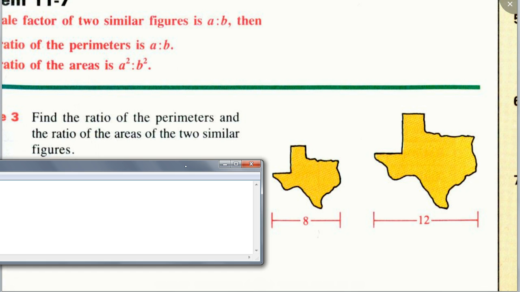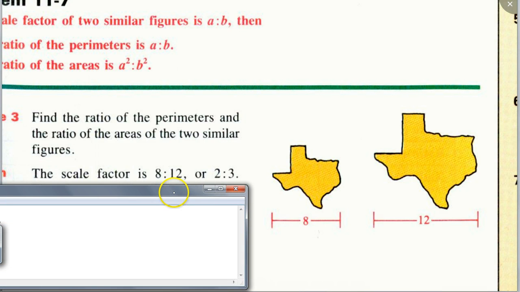Okay, let's read it. Find the ratio of the perimeter and the ratio of the area of the two similar figures. Look, what is their scale factor? 3 to 4. Does that make sense? So what is going to be the ratio of the perimeter, class? Yeah, 8 to 12, which is 2 to 3.